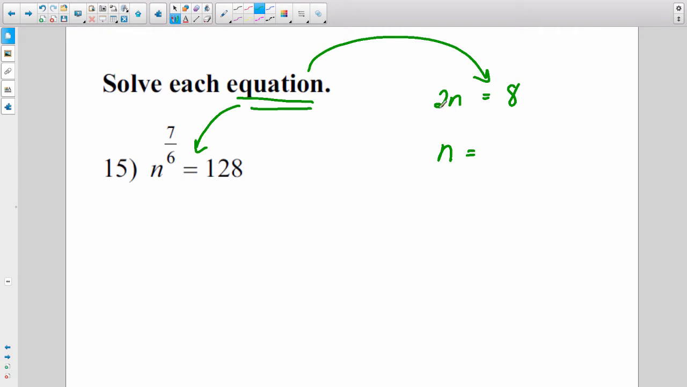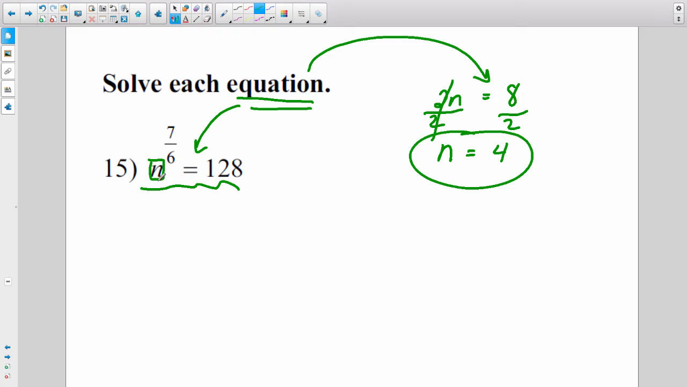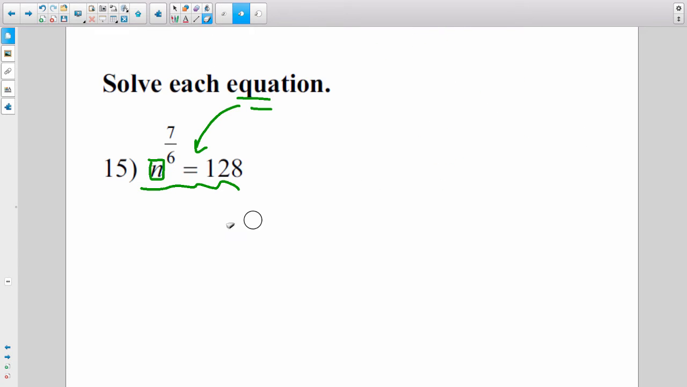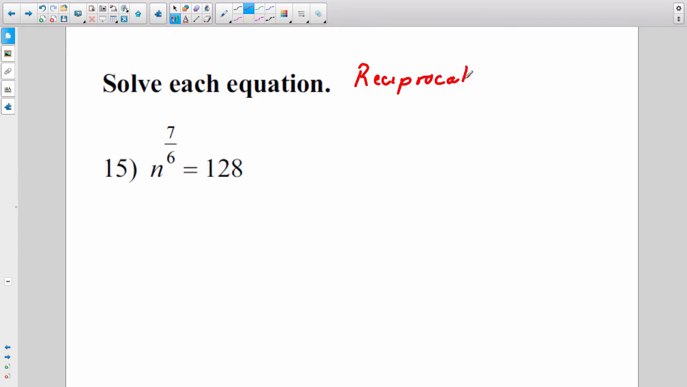So something simple like this one, you would just divide by 2, and you'd get n equals 4, and you're happy. There's no difference when it comes to this equation. We want to get this n all by itself. In other words, n to the first power, all by itself. So hopefully you'll recognize this scenario, that when you're trying to get n all by itself, you're going to need to get rid of that exponent. And the way to get rid of it is to use reciprocals. And when you use the reciprocal, you're talking about the power rule.